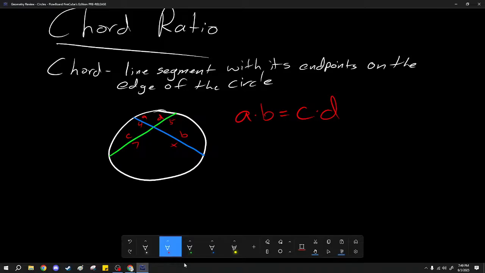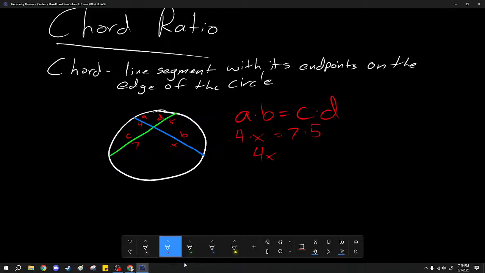So if I was plugging this into this equation, I need to solve for this missing piece, this missing chunk. All I have to do is plug these values in. What's my A? 4. What's my B? I don't know. It's X. What's my C? 7. And what's my D? 5.